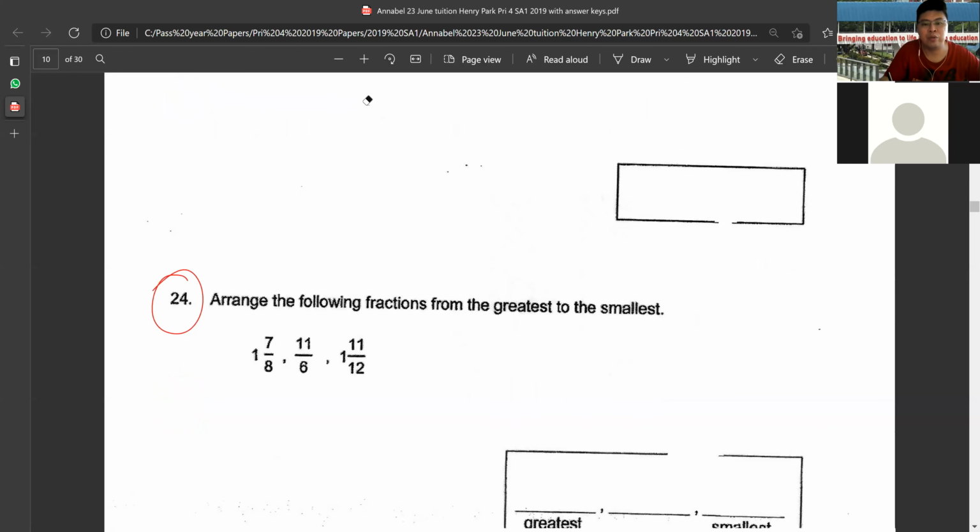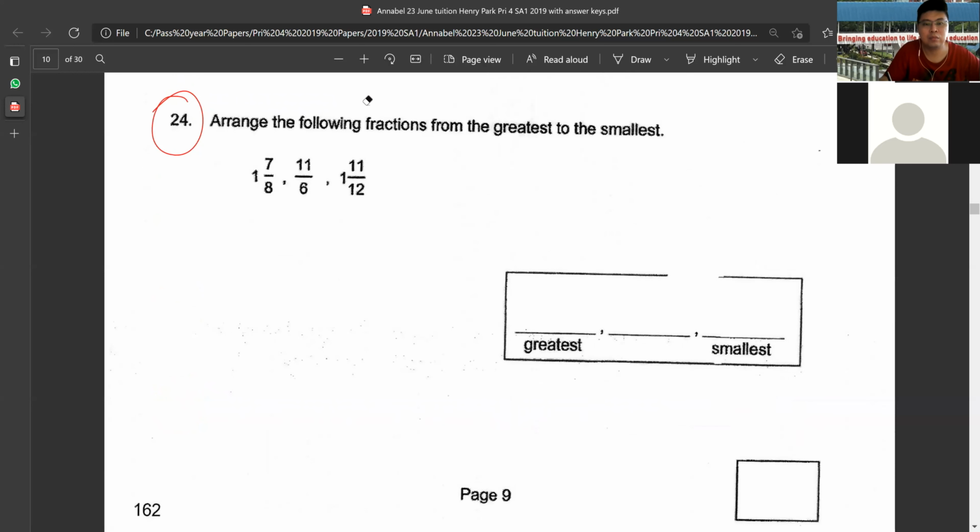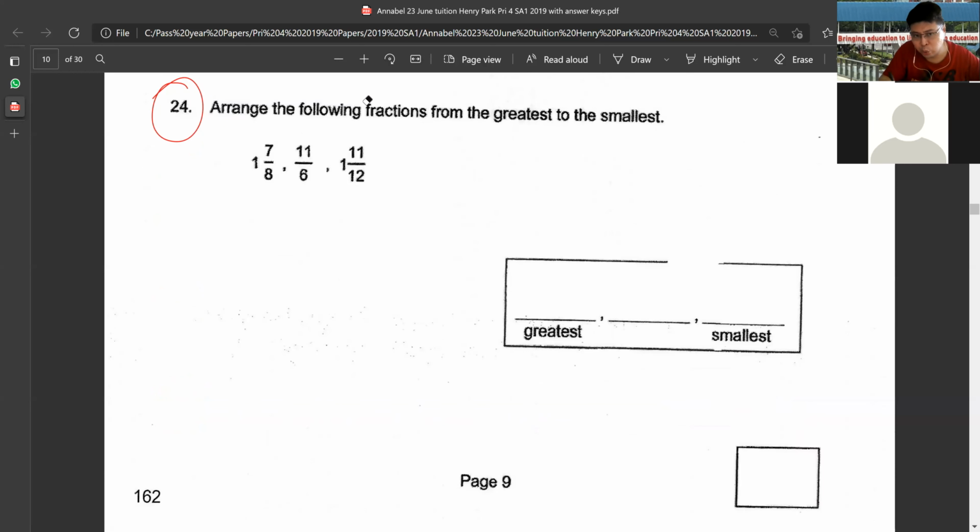Okay, then question 24. What must I do? This kind of question I went through with you many times. You notice? Arrange the fractions from smallest to greatest. I did this kind of question with you many times before. Can you tell me what I must do as the first step?